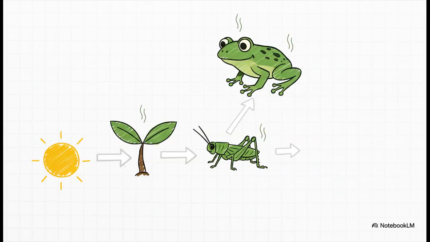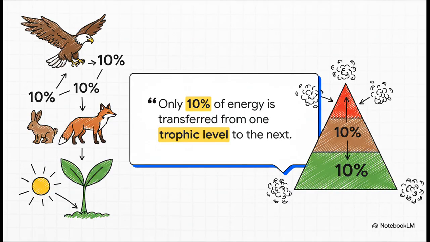And you can probably guess what happens next. The pattern just keeps going up the food chain. When a secondary consumer, like a frog, eats that grasshopper, it gets an even tinier fraction. We're talking just 100 units of that original 10,000. This brings us to a really crucial concept, the 10% rule.